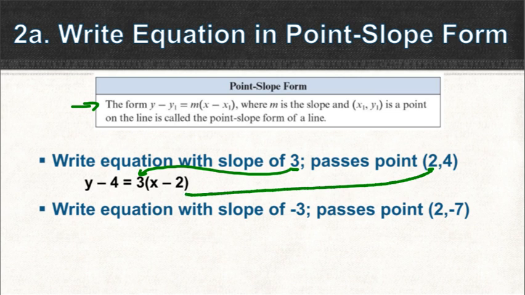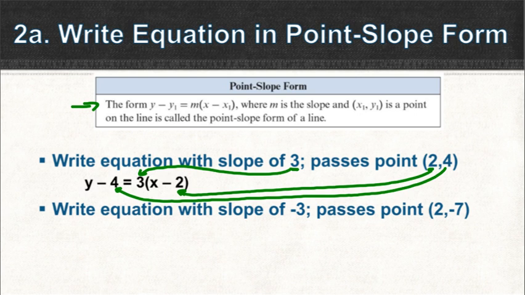So you put that in for x1, and 4 is your y. So they plug that into our y right here. And there's your point slope form equation. Let's do one with the example below.